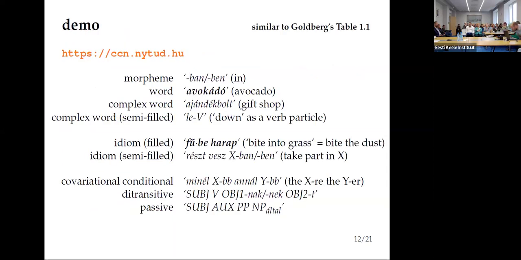Yes, and then the demo. Do you know the table from Goldberg's 2006, this famous table, but now with Hungarian examples? I won't go into detail, but we can after the talk. Just two examples. So first point, everything is a construction, from morpheme to complicated expressions. I just take two, which are in boldface. So avocado is avocado in Hungarian, it's a simple word. And fűbeharap, which is bite into grass, which means bite the dust. So die. Fű is grass, this is a case marker, into, and this is bite.